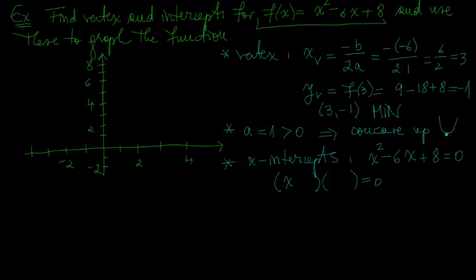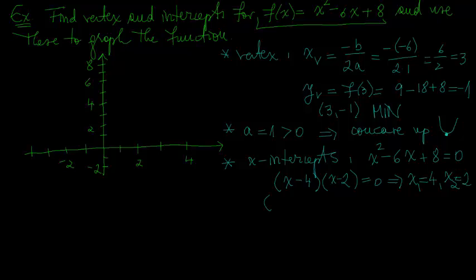So 8 is positive, and since the sum is negative, that tells me both numbers have to be negative. And negative 4 times negative 2 gives me 8, and negative 4 plus negative 2 gives me negative 6. So I'm dealing with x minus 4 and x minus 2. So I have the right numbers, and that gives me the solutions. x1 is 4 and x2 is 2.